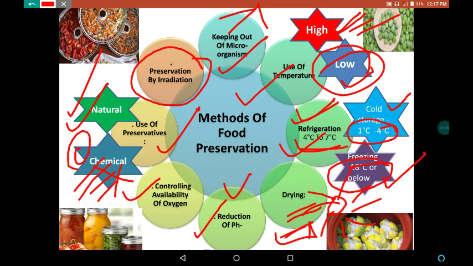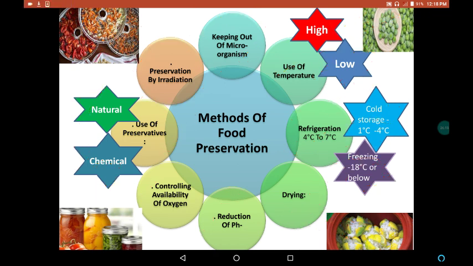Ionizing radiation such as gamma rays and cathode rays. Two types of rays are used to irradiate the food, gamma rays or cathode rays. Both rays kill the microorganisms in the food product, and food is preserved for a long time. So these are the methods of preserving food. I hope you understand the methods of preservation of food.